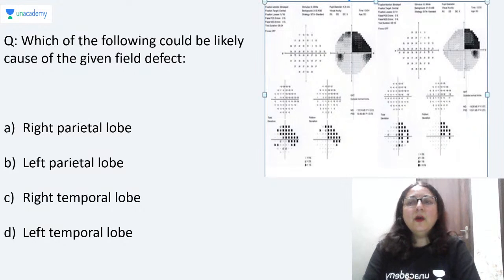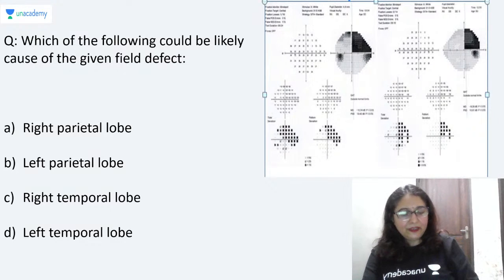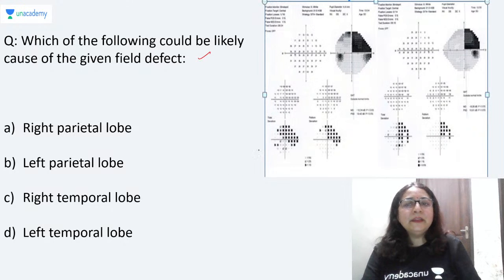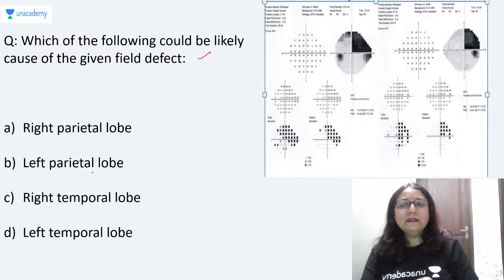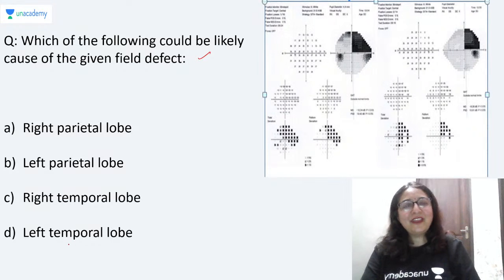Okay, coming to this question, which of the following could be the likely cause of the given field defect? Another image of a field defect has been given to you. So you have to identify which type of field defect this is and what could be the cause. Is it a right parietal lobe lesion, a left parietal lobe lesion, a right temporal lobe lesion, or a left temporal lobe lesion? Now we are one step ahead, as we have to tell which side is involved also.